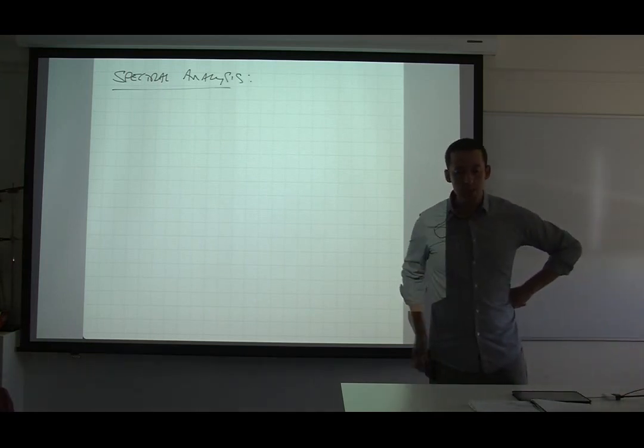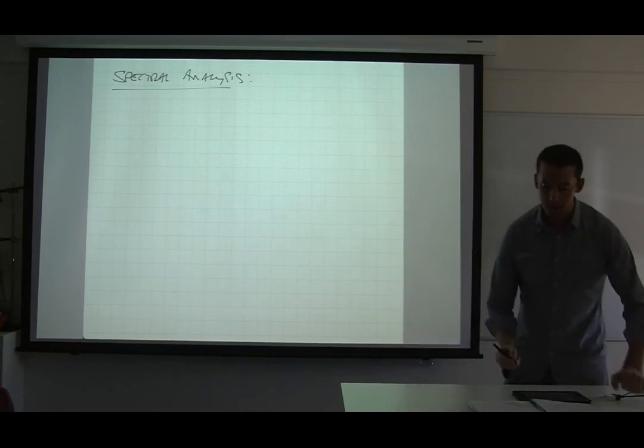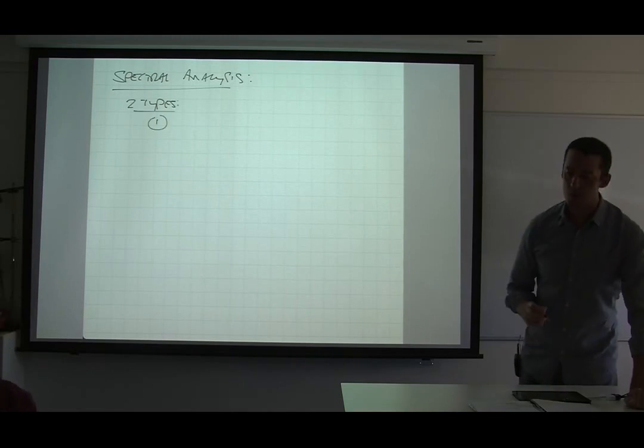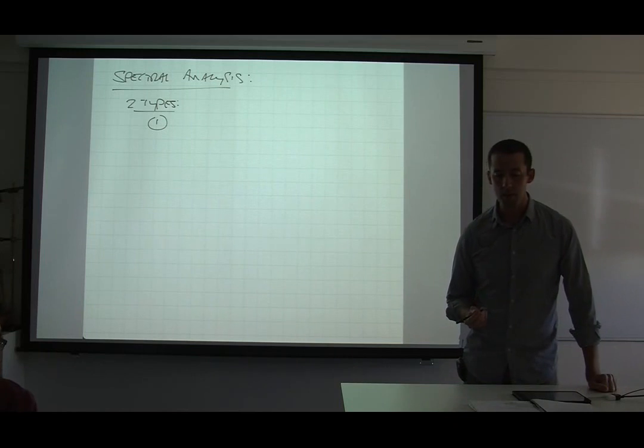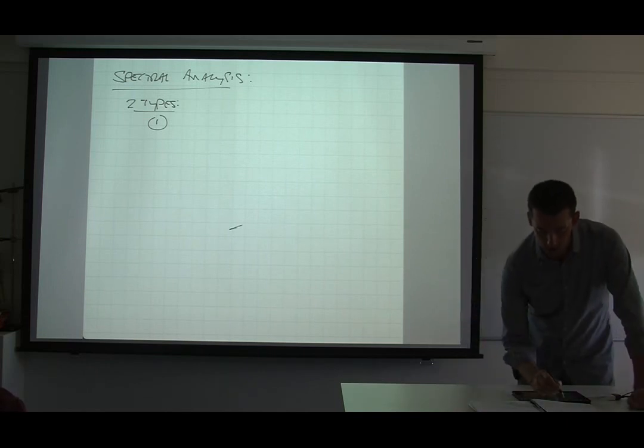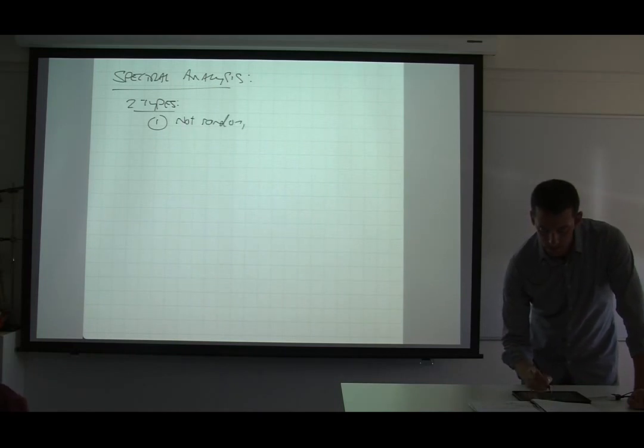There are two different areas I want to talk about. So let's say two types. The first type will be signals which are, well, we'll talk about not random, but you could have random signals, but they will be not stationary. So this won't mean anything to you at the moment, but I'll explain. So let's say not random, but also not stationary. And that doesn't mean anything to many of you. Stationary.